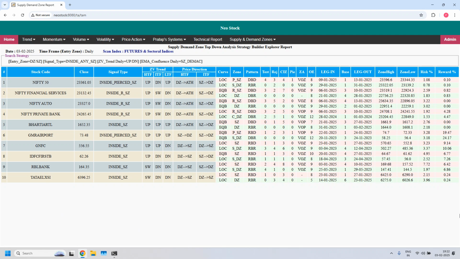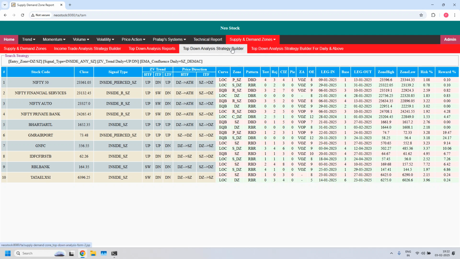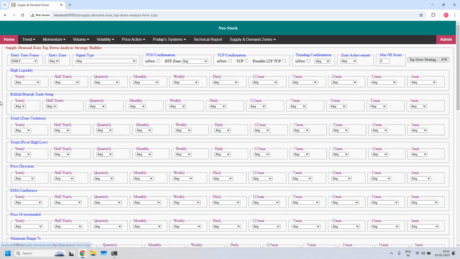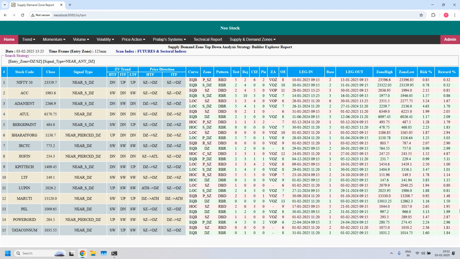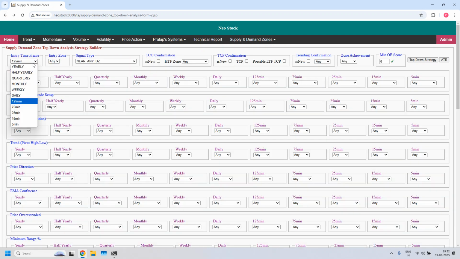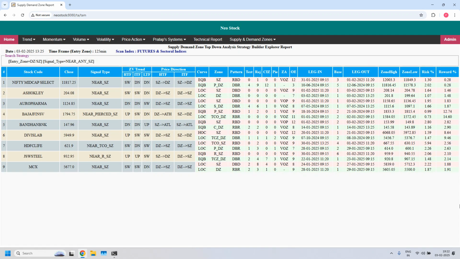Okay, this is about daily time frame. Next, let us look into 125 minutes time frame. Stocks near 125 minutes demand zone. We got 15 stocks. Next, 125 minutes time frame. Stocks near 125 minutes supply zone. We got 9 stocks.